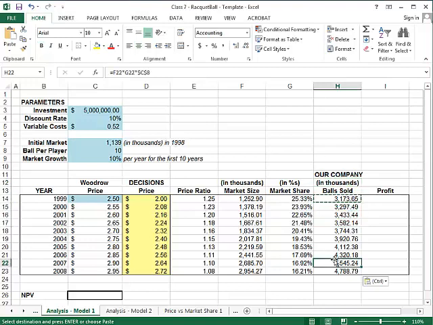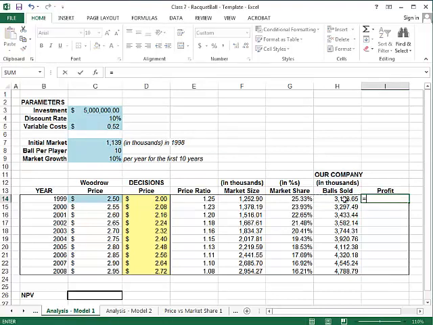Alright, the next thing I need to do is look at my profit figures. Well, that's easy to figure out. I know how many balls I'm selling each year, and then I know what my price is and I know what my variable cost is. So I'm going to include all that. So my profit for 1999 is going to be how many balls I sell times my price that year minus my variable cost in that year.